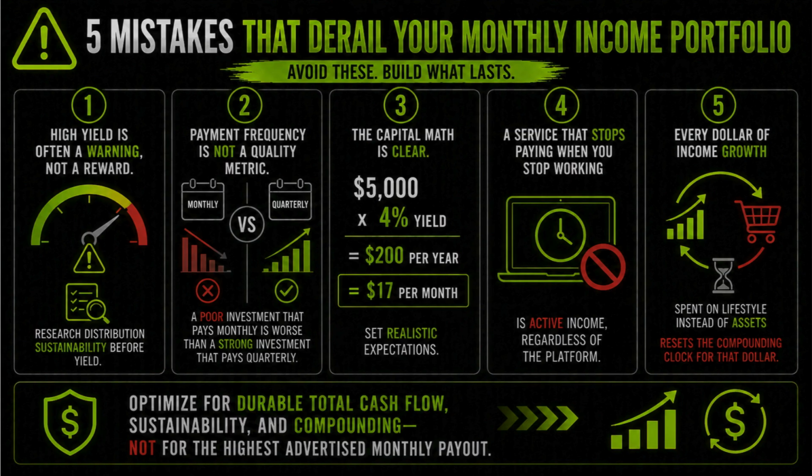4. A service that stops paying when you stop working is active income, regardless of the platform. 5. Every dollar of income growth spent on lifestyle instead of assets resets the compounding clock for that dollar. Optimize for durable total cash flow, sustainability, and compounding, not for the highest advertised monthly payout.